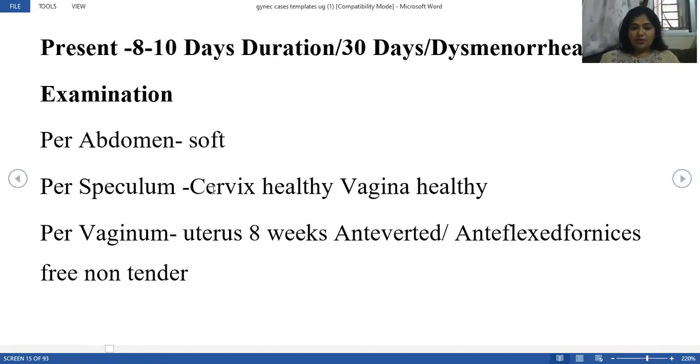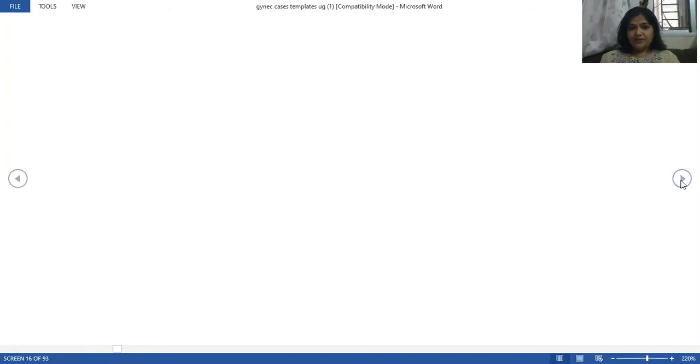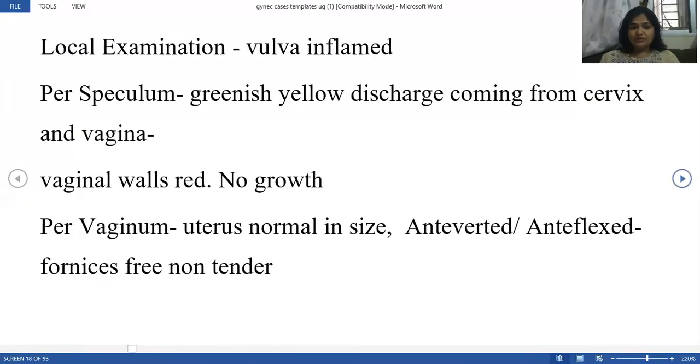So per abdomen, the abdomen is soft. Right. Per speculum, the cervix is healthy, vagina is healthy, and per vaginum, the uterus is 8 weeks, anteverted, anteflexed, and fornices are free. Right. Now coming to the next case of menorrhagia.